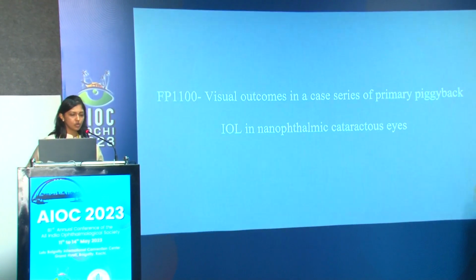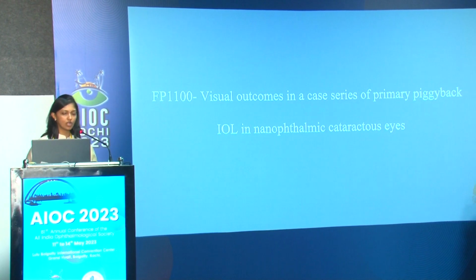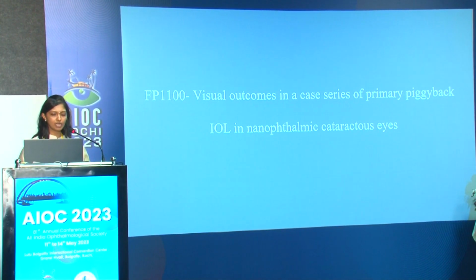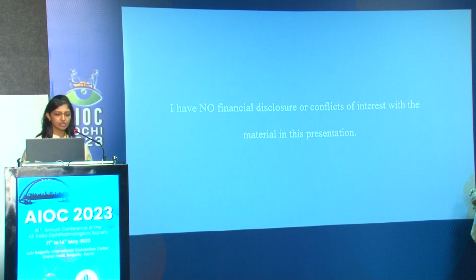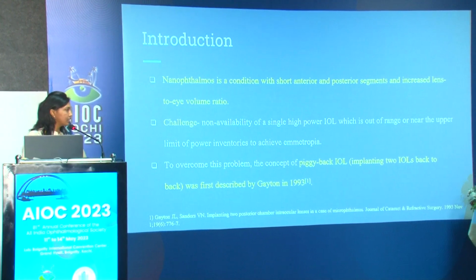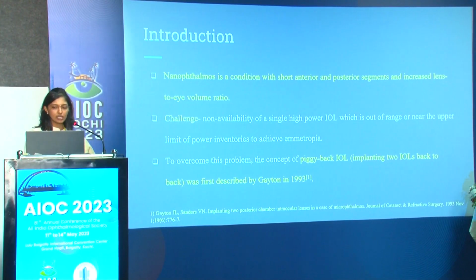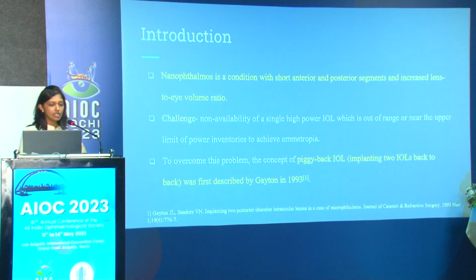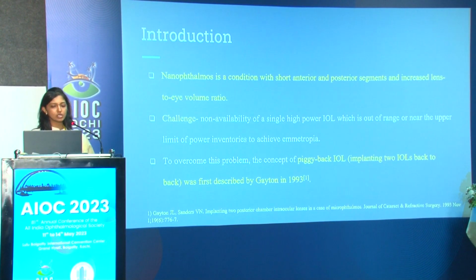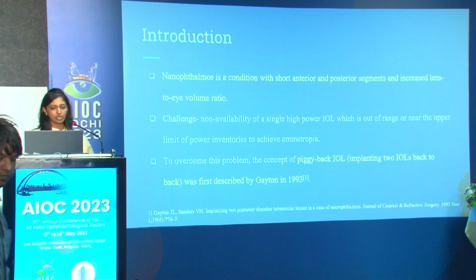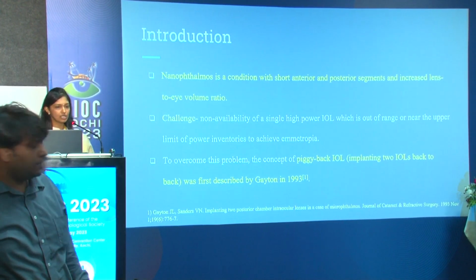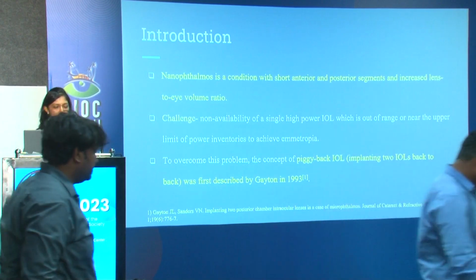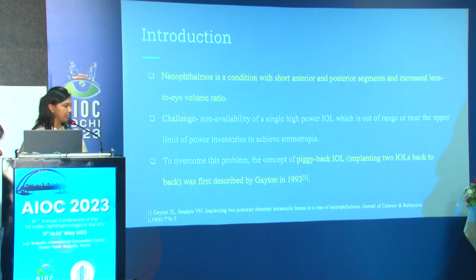Now I invite Dr. Navina Rajendran, paper FP 1100, for her presentation. Good morning everyone. I am going to present the visual outcomes in a case series of primary piggyback IOL in nanophthalmic cataractous eyes. Nanophthalmos is a condition with a short anterior and posterior segment and increased lens to eye volume ratio. Cataract surgery in nanophthalmic eyes poses problems in terms of IOL power, with non-availability of a single high power IOL which is out of range or near the upper limit of power inventories to achieve emmetropia.